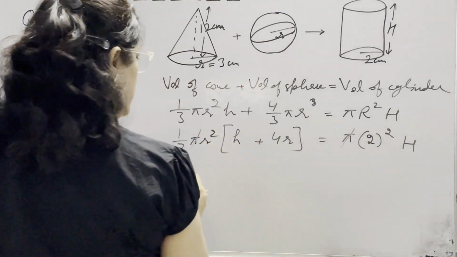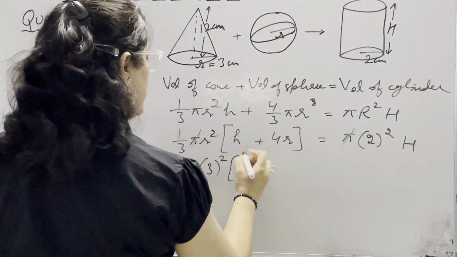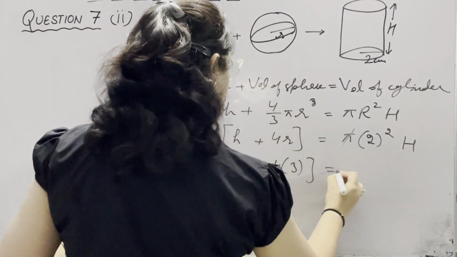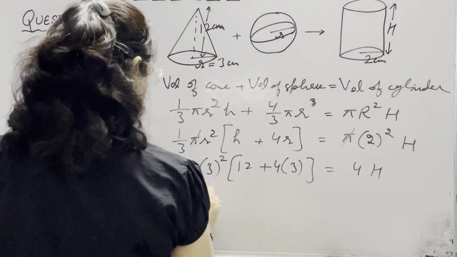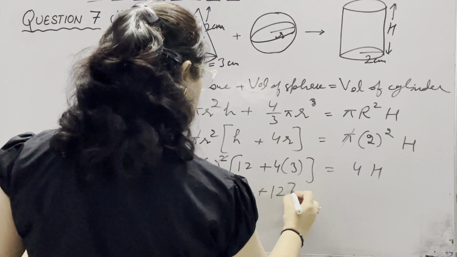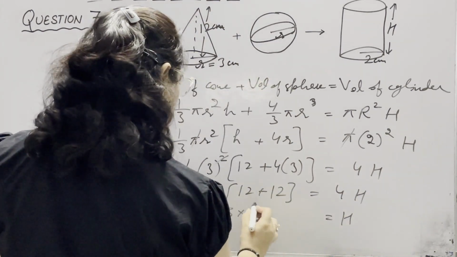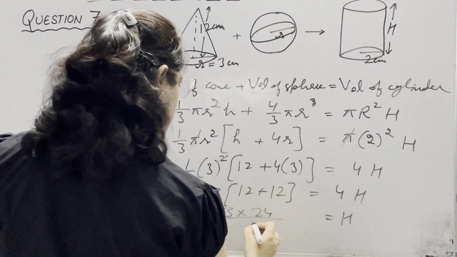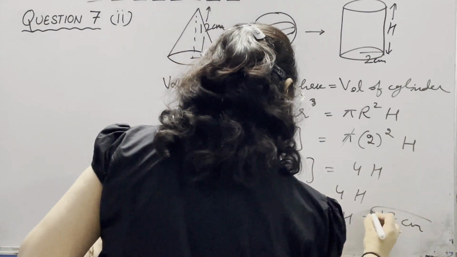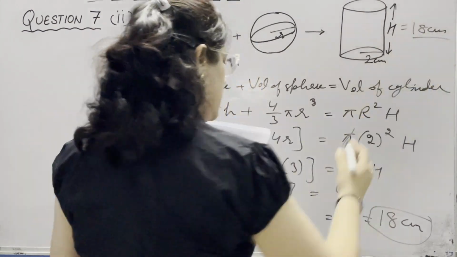Now pi is cancelled, so 1 by 3, value of radius is 3 square, h is 12 plus 4, radius is 3, and then 4h. Now 3 into 12 plus 12 is equal to 4h, and h is equal to 3 into 24 divided by 4. It means 18 centimeter. So height of this cylinder comes out to be 18 centimeter.